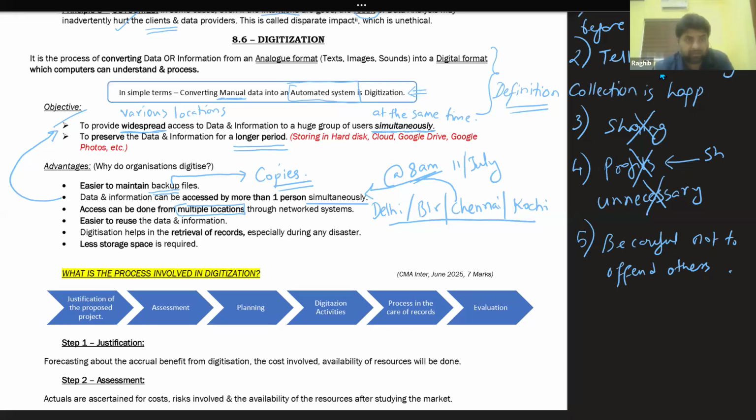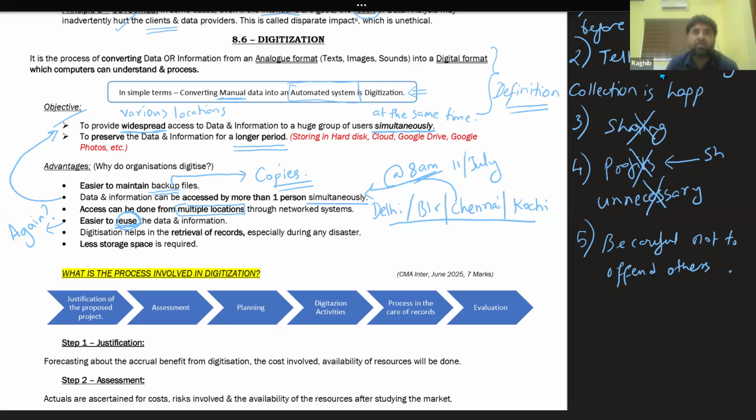Now, the third last: easier to reuse the data. Yes, easier to reuse the data. What if we want to use that data again? This is the answer. Maybe after 1 or 2 years, I need that information. Today, I have collected some information, but after 1 or 2 years, I will be needing it.